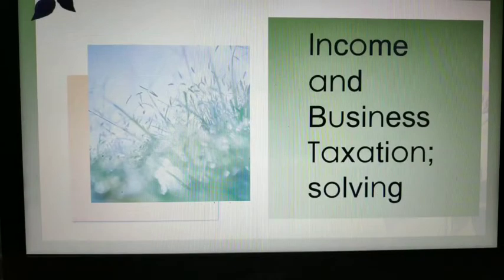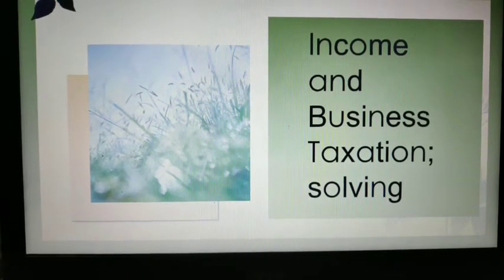Students, for today's video, we will be discussing income and business taxation, which is solving. So we are done with the two videos discussing all about income and business taxation. Now in this video, we are doing the solving on how we are to come up with the income tax payable, which is payable to the Bureau of Internal Revenue.